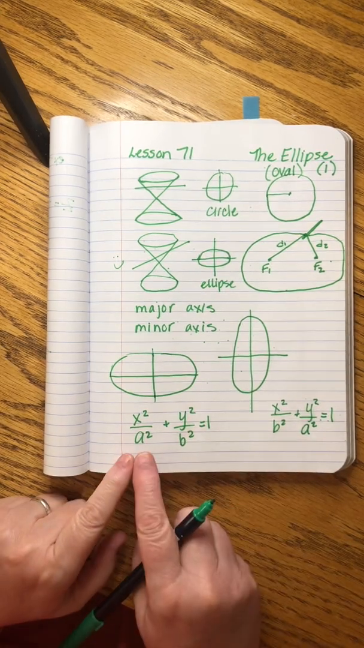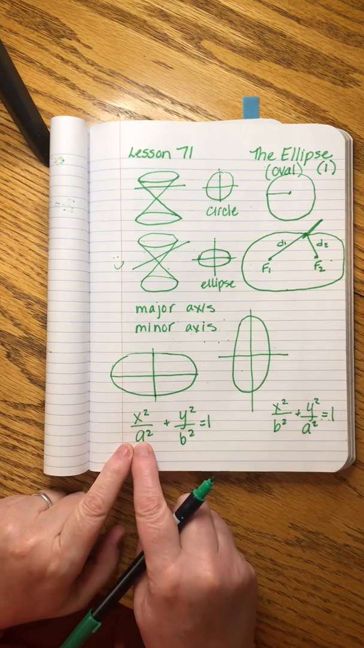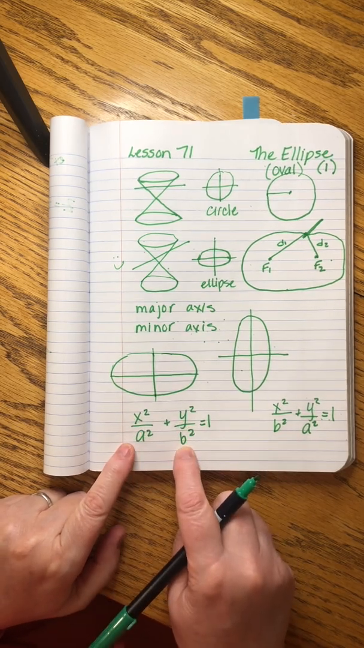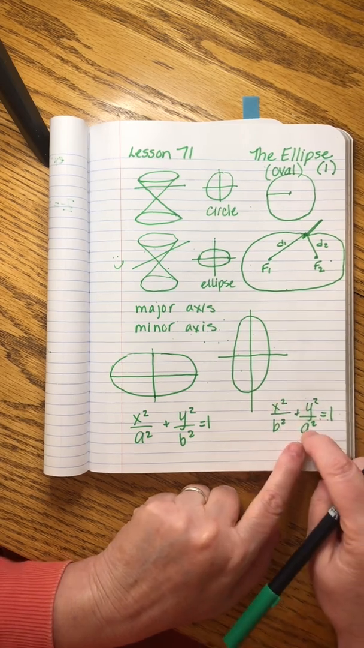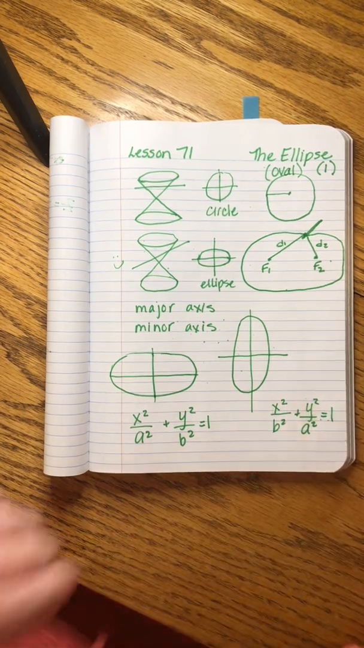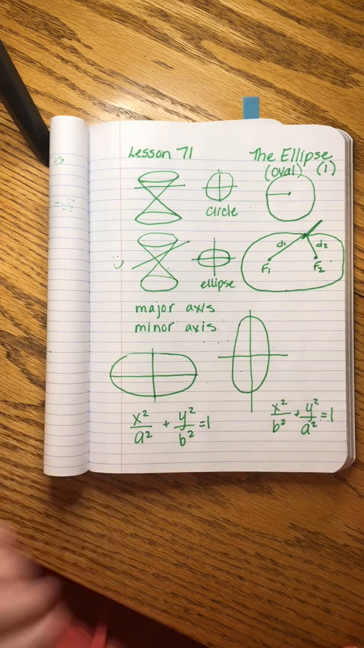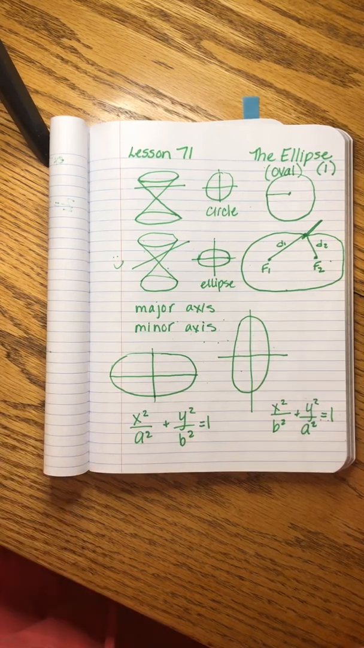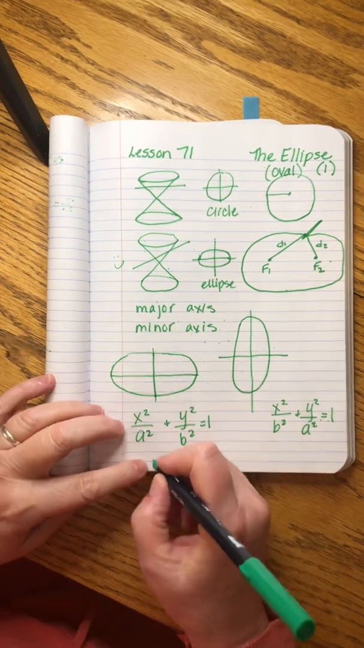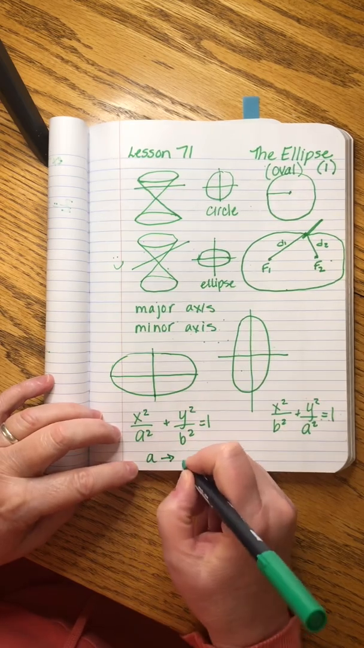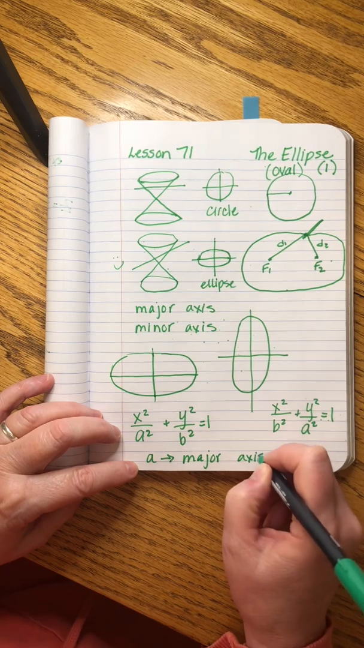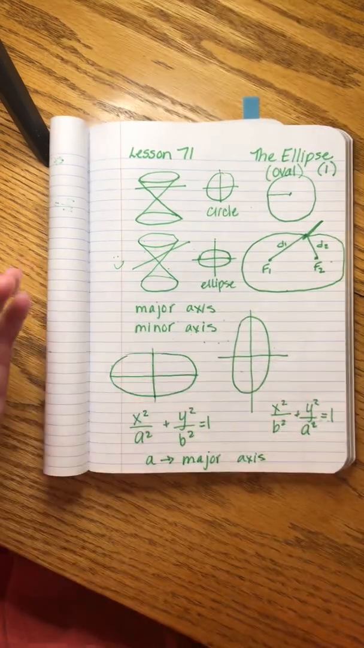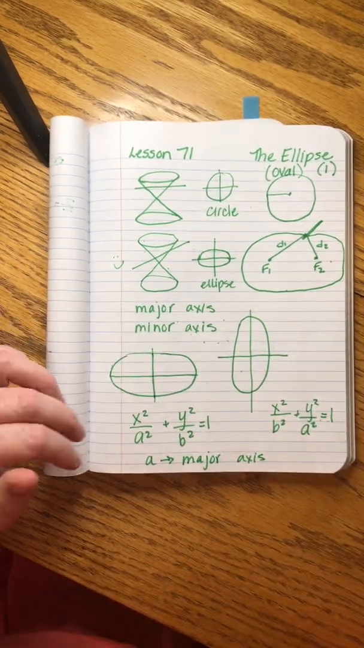Subtle difference. Notice that on this one, the A is under the X, the B is under the Y. And here it reverses. B is under the X and A is under the Y. Here's why that is. A is always associated with the major axis. A goes with the major axis. And I don't think I spelled this out, but the major axis is the long one. The minor axis is the short one.